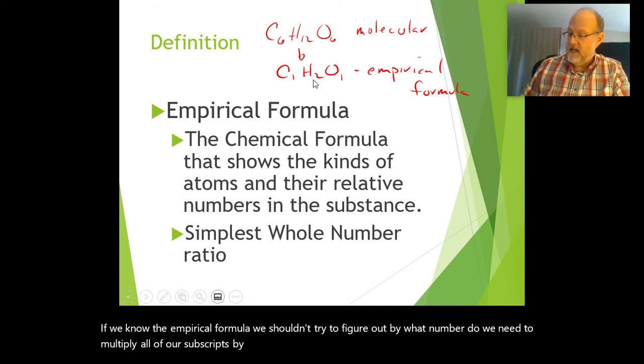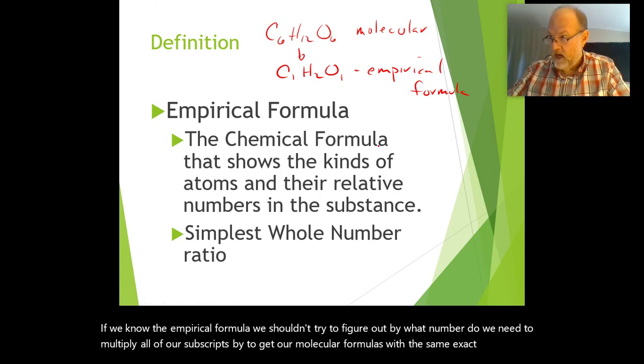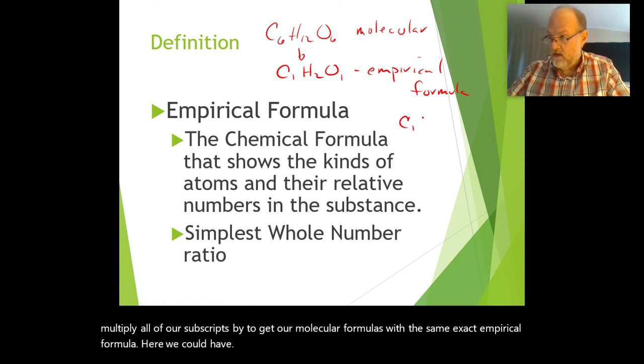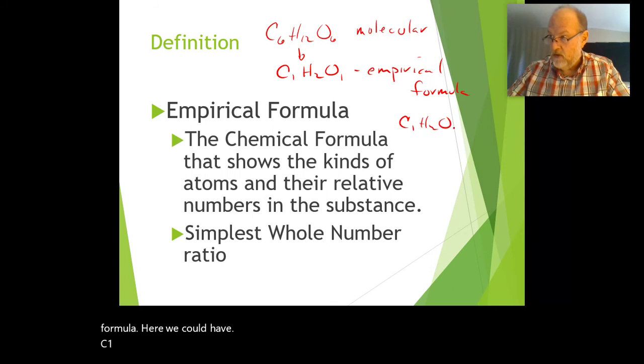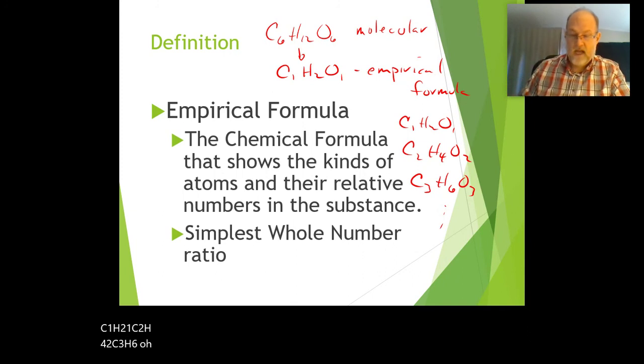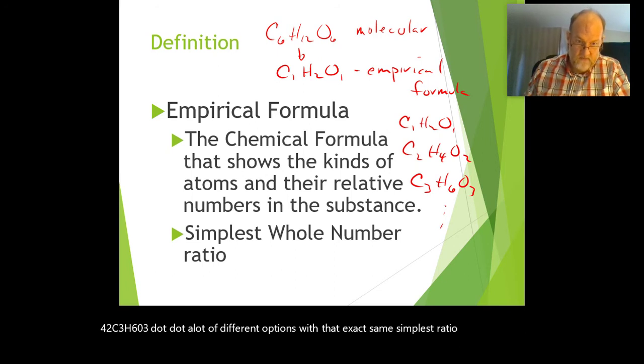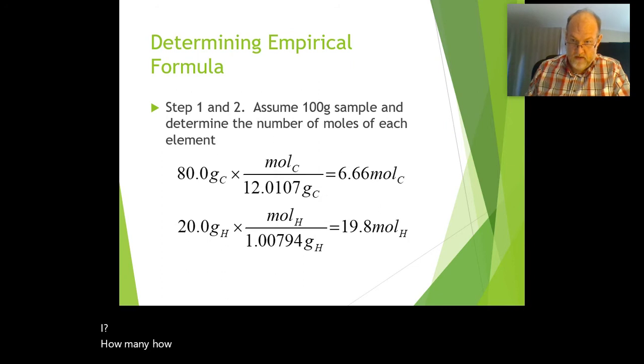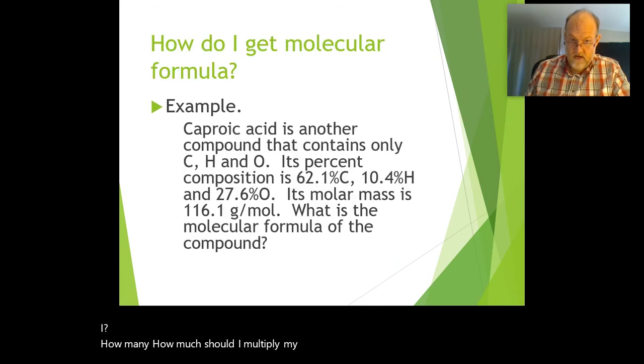Because with the same exact empirical formula here, we could have C1H2O1, C2H4O2, C3H6O3, dot, dot, dot. A lot of different options with that exact same simplest ratio. How much should I multiply my subscripts by? So here's how you do this.